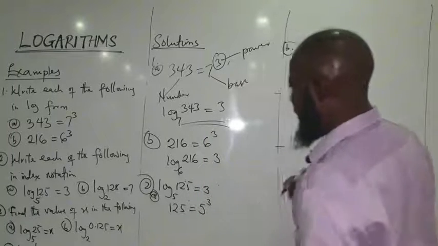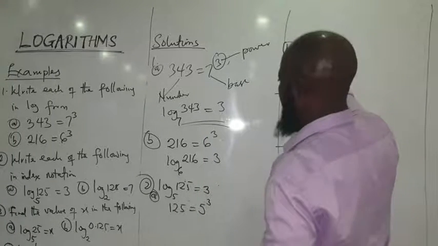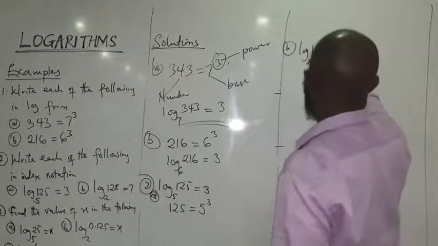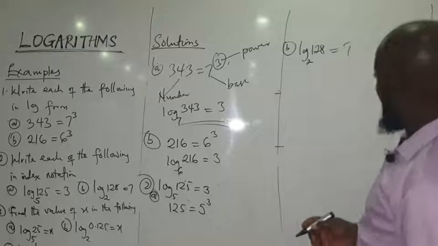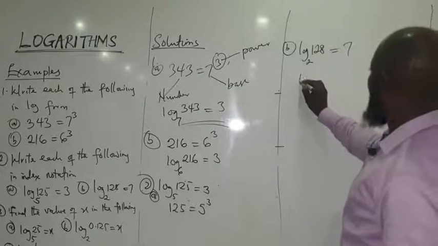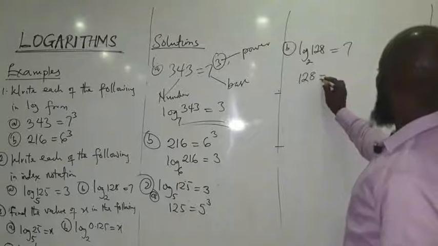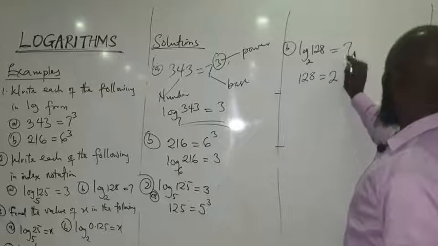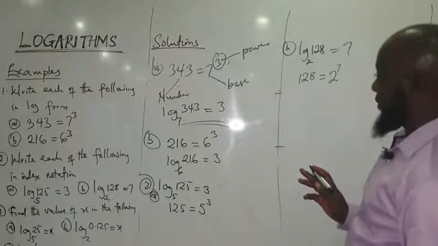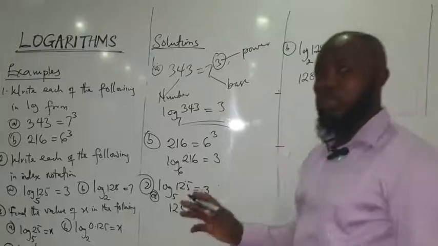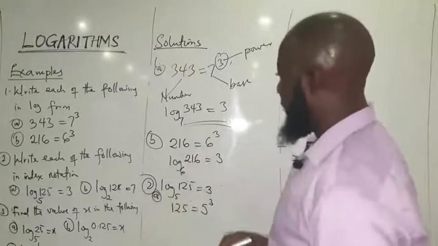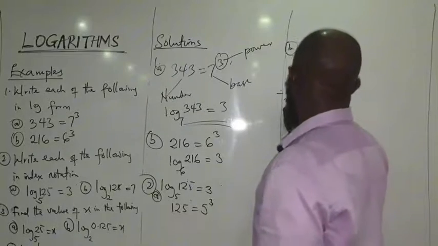Then for B, we have log 128 to base 2 equals 7. So this is the base, this is the number. That means the number equals the base 2 raised to the answer, which is the power. So it is very easy to change from logarithm to indices, and indices to logarithm. Then we go to the last part, which is question number 3 here.